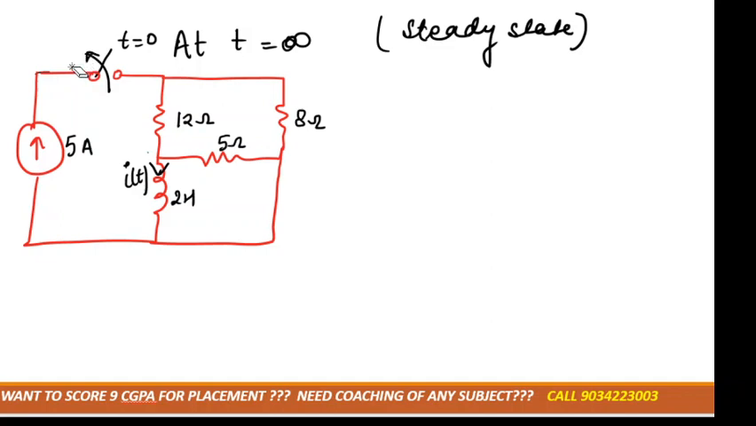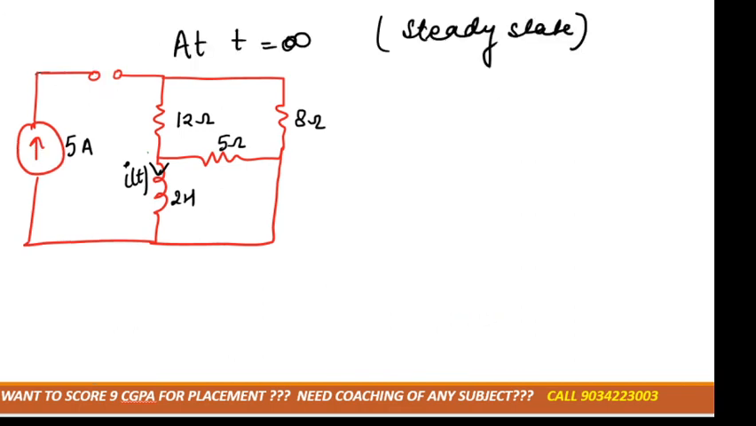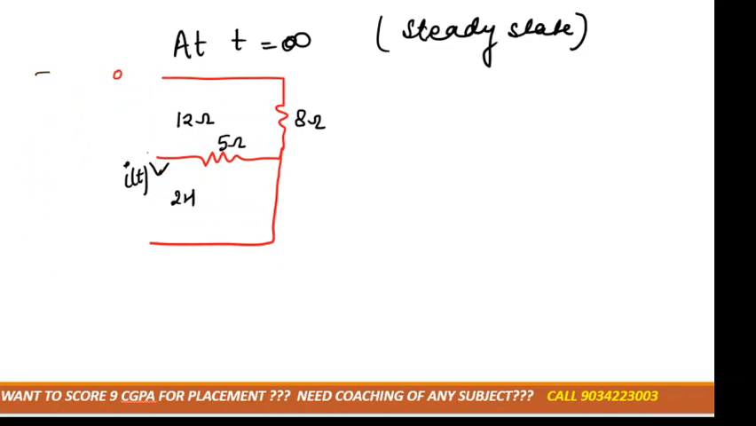Now in this case, at t equal to infinity, is the switch opened or closed? Remember, at t equal to 0 plus the switch is open, and at t equal to infinity the switch is also open. So if there is an open circuit, there is no role of the current source, right? So there is no role of the current source now, so I just deleted that current source. Again the inductor will behave as a short circuit, correct?